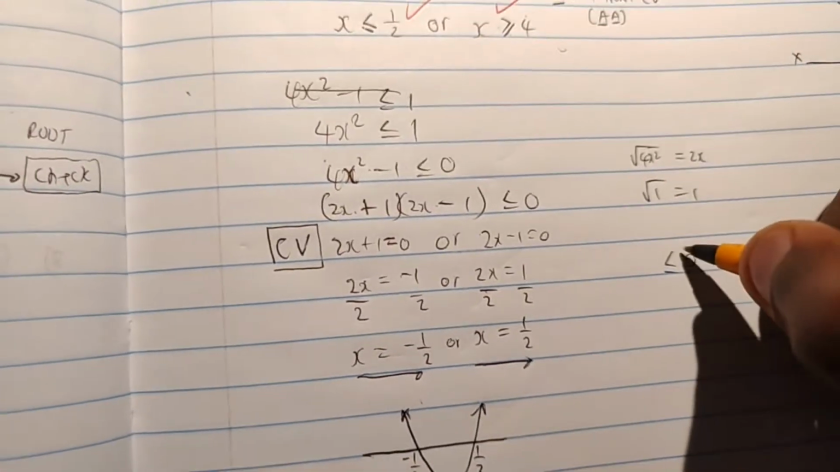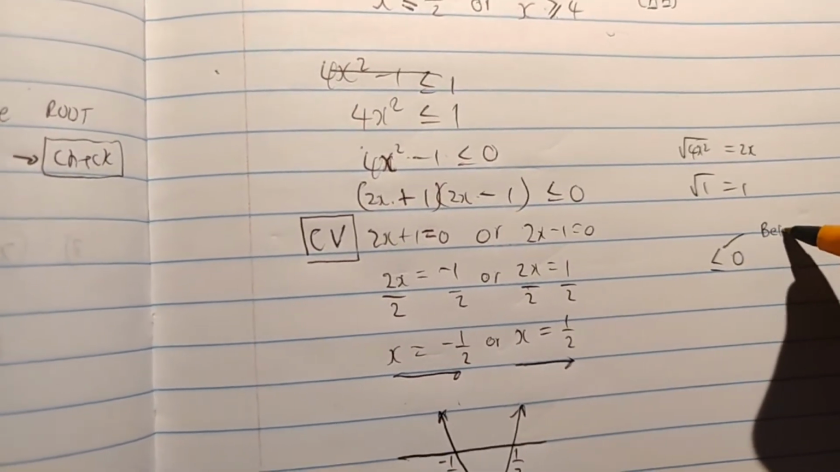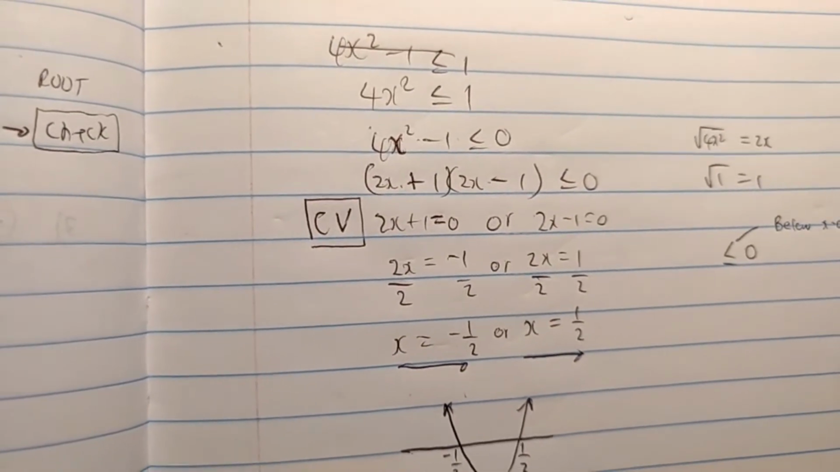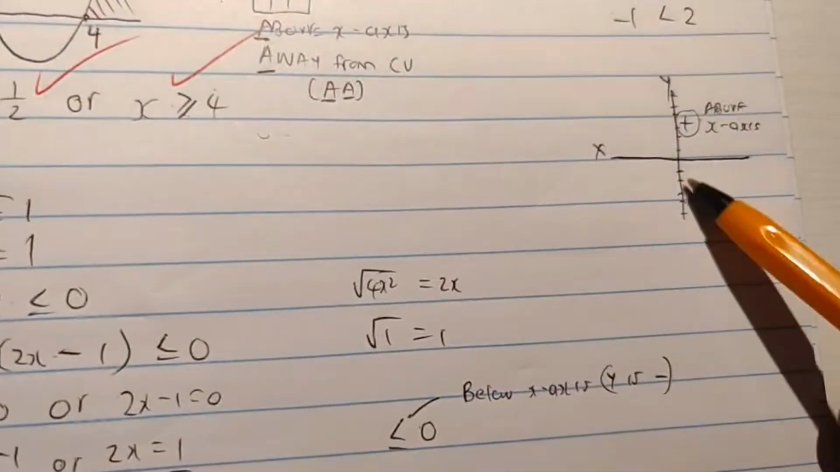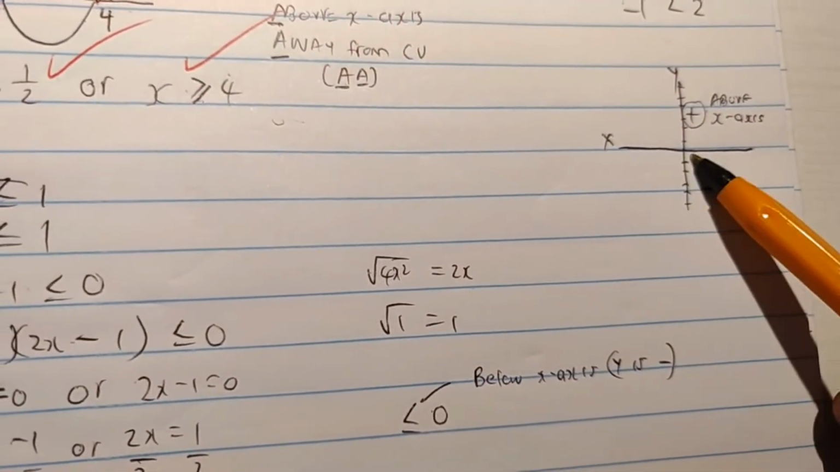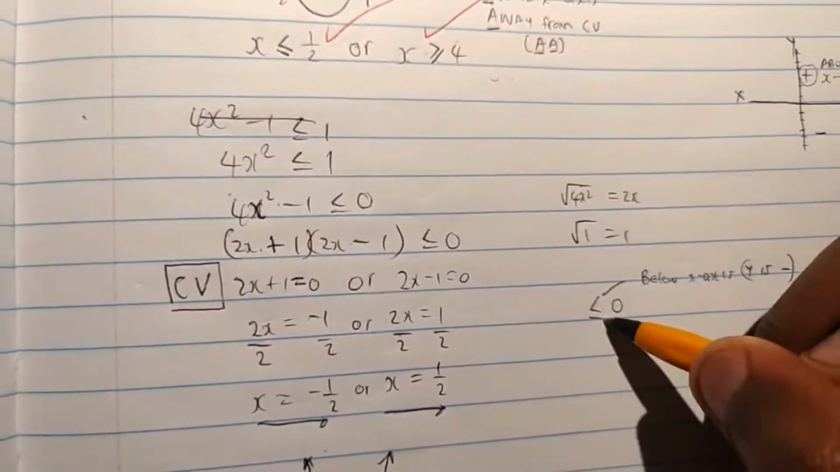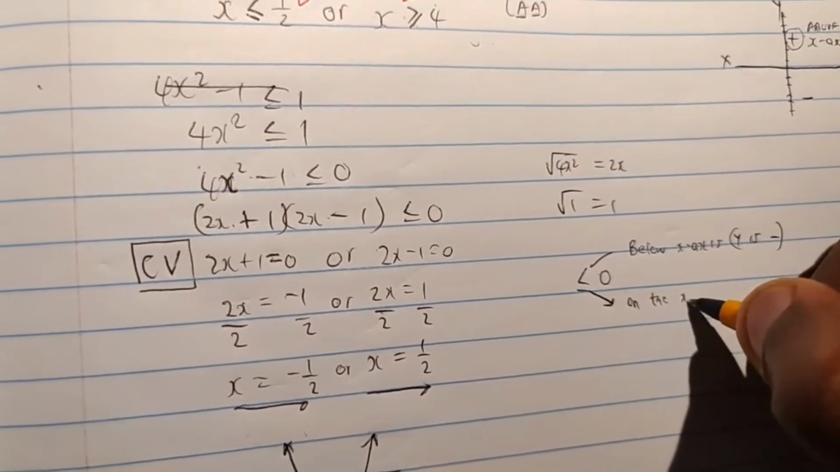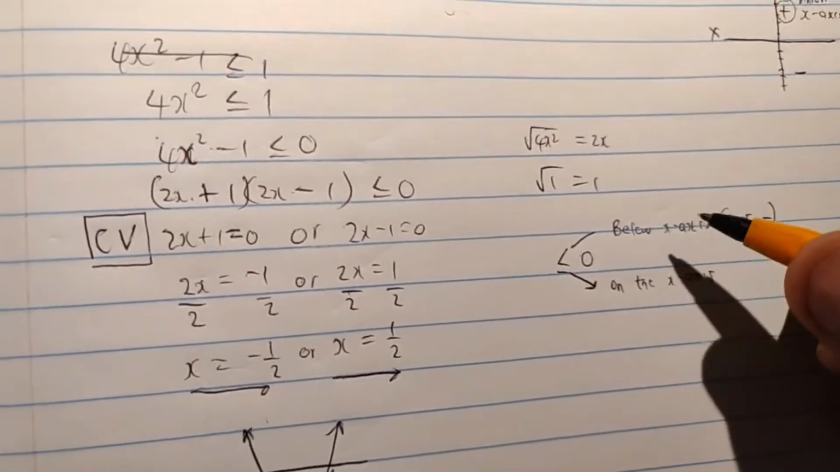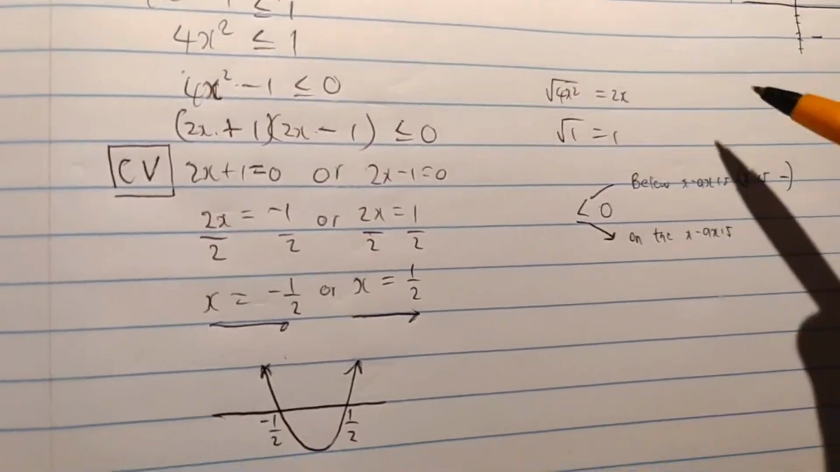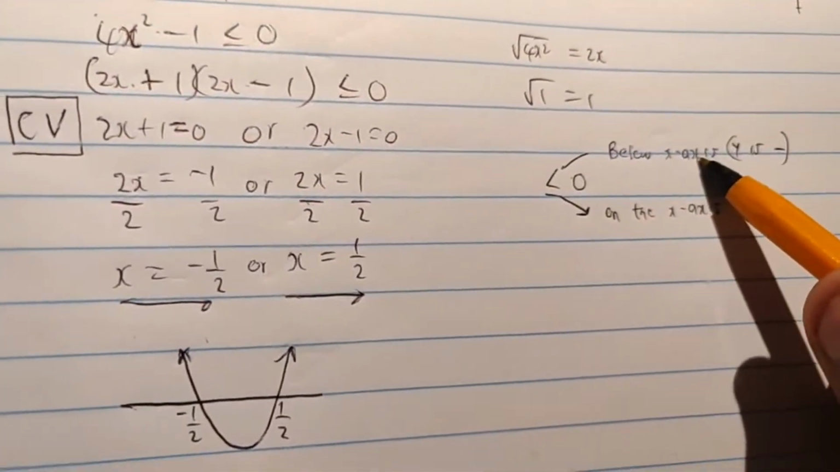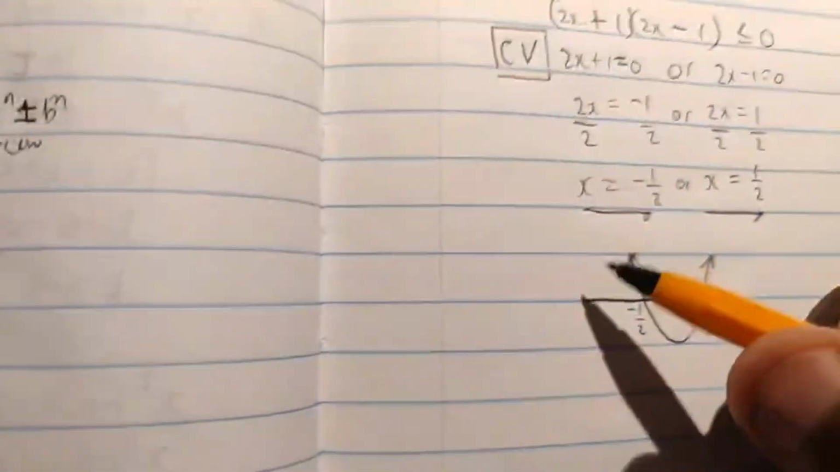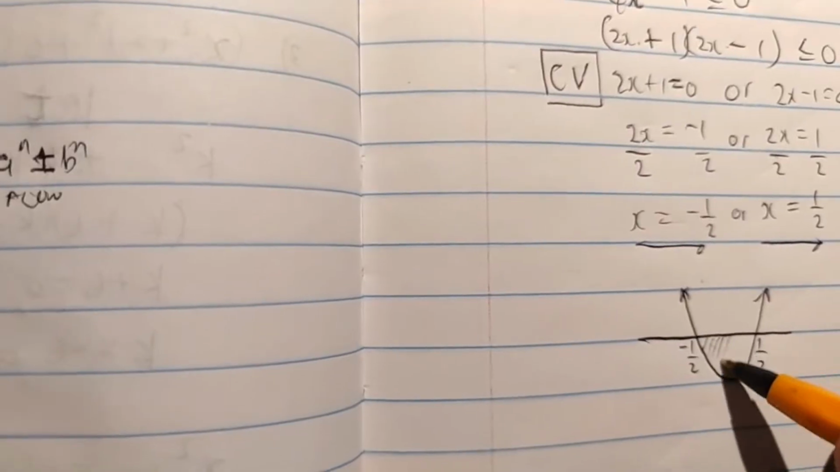What does less than mean? Less than means below the x-axis. That's where y is negative. Okay, guys, y is negative here, right? Below the x-axis. Equal to 0, what does that mean? It means on the x-axis. So we do this below the x-axis, and then equal means on the x-axis. Where are we below, guys? Below, we are down here.